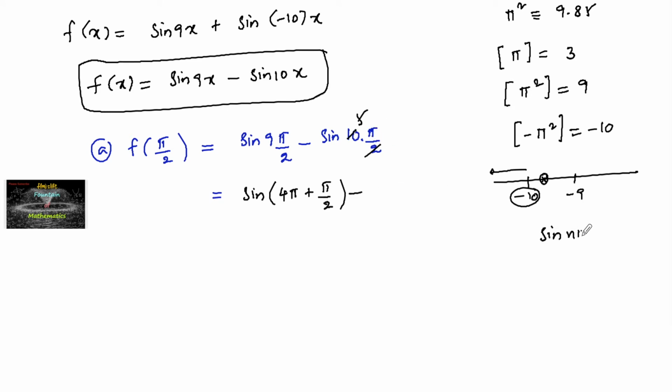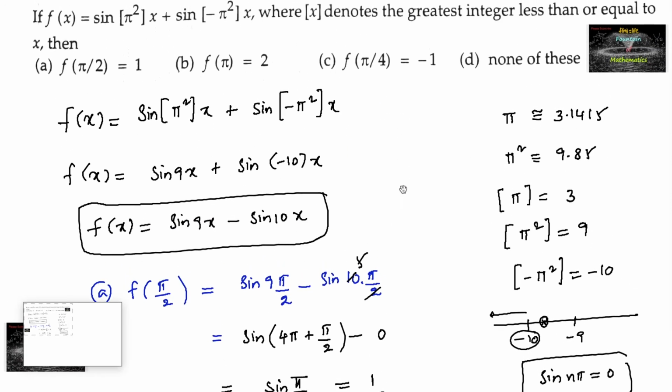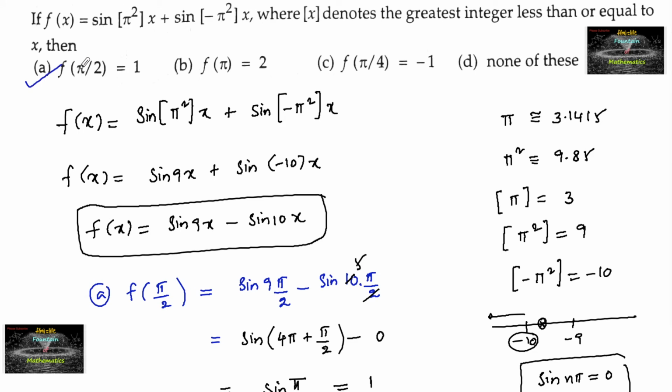Since we know that sine for any integral multiple of pi will be equal to 0 for n any integer, sine 5 pi can be taken as 0. And 4 pi plus pi by 2, it's 2n pi plus pi by 2, means sine pi by 2. So sine pi by 2 is nothing but sine 90 degrees, which is equal to 1. So we can verify that the first option is correct, and let us also check the second option.